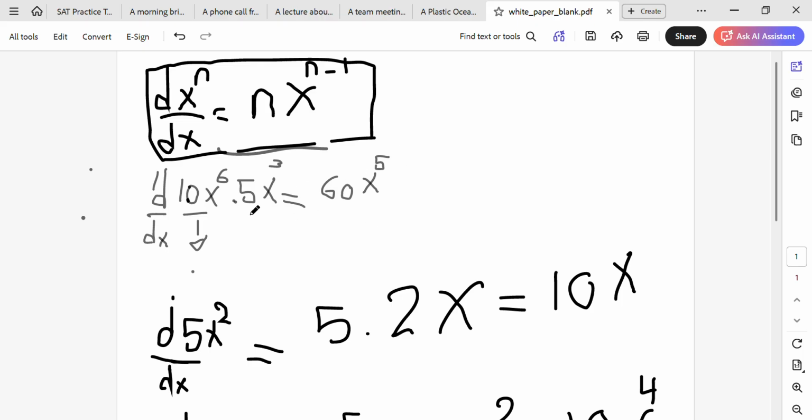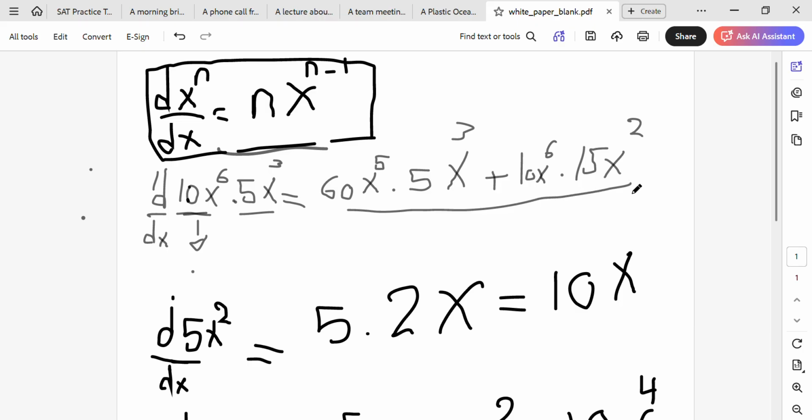So the first derivative times the second one as given, times 5x raised to the power 3 plus, then the second time you're gonna just write the given, which is 10x raised to the power 6 times the derivative of 5x raised to the power 3. So the derivative of this one will be 3 times 5, that's 15 for sure, 15x raised to the power 2. So that is the final answer, and you can simplify it more if you can.